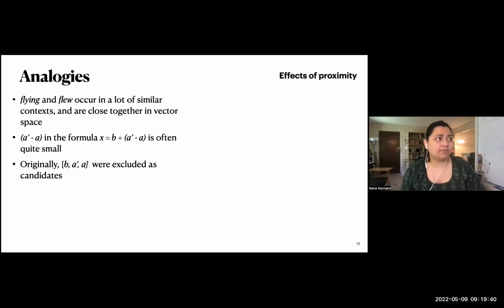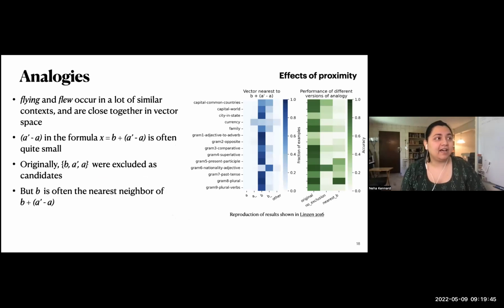And this was shown very emphatically by a paper that I really like in 2016 by Tal Linzen. Sorry to throw a bunch of numbers here, but I think they're really interesting. On the left side, we have a list of all the different categories of analogies. If you calculate B plus A prime minus A and look at which of these four vectors or any other vector is nearest to it, it turns out that usually it's B. And because it was excluded, it didn't really affect the results. Sometimes it's B prime. It definitely works sometimes.